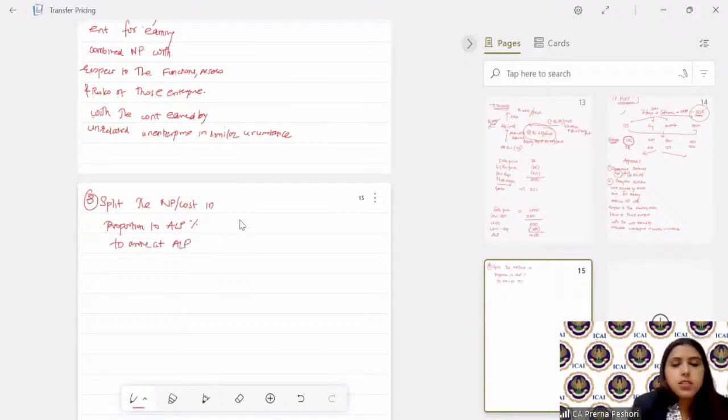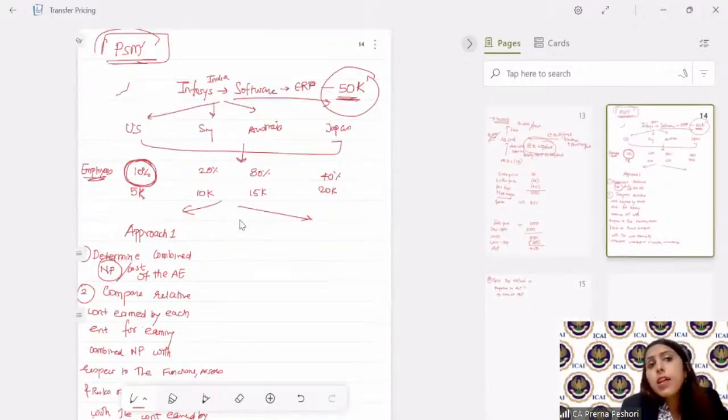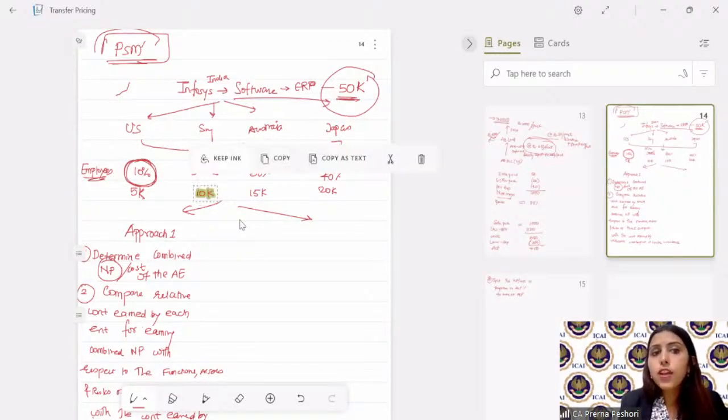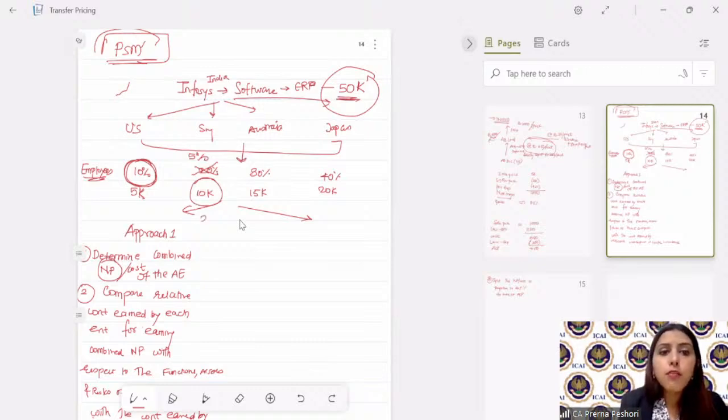length price. So, for example, if it is observed that this 20% is not a correct percentage based on the comparables and the function classification, because the Singapore entity does not have any employees, and we feel that only 5% should have been allocated, then instead of allocating 10,000, it should have been only 2,500. So 7,500 will be added back. Are we clear? This is the first approach.